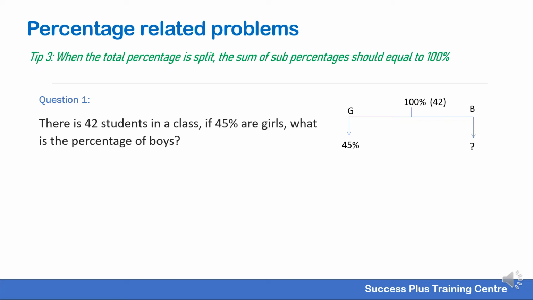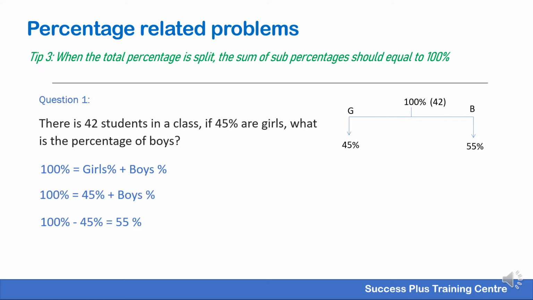If we look at the tree, 42 is the number of students we've got in the class. The representation of 42 is 100%. This percentage is going to split into 2 groups. In a class, you either have a group of girls or a group of boys. So if the representation of girls in the class equals 45%, then what is the representation of boys in the same class? Using the tip above, the sum of sub-percentages should always equal 100%.